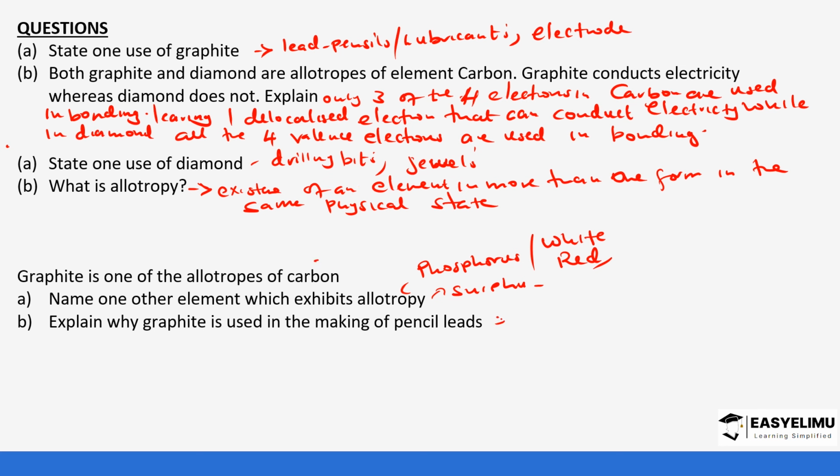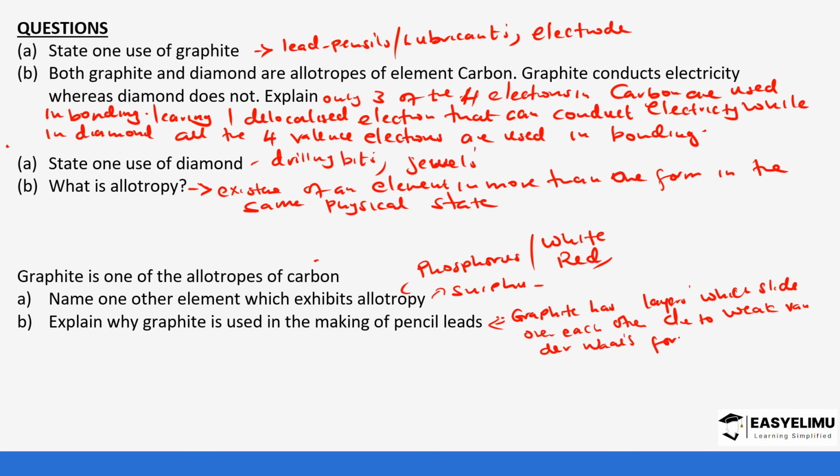So explain why graphite is used in making pencil leads. We said the reason why it is used to make pencil leads is because graphite has layers which slide over each other due to the weak van der Waals forces. So when you are writing, these are the layers that usually are left behind on the paper.